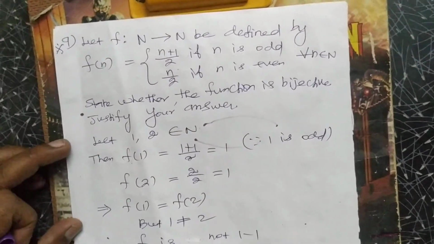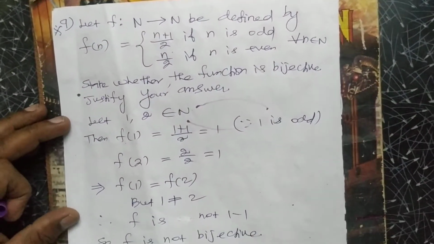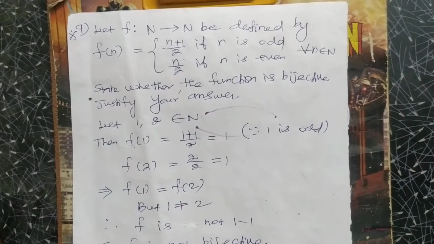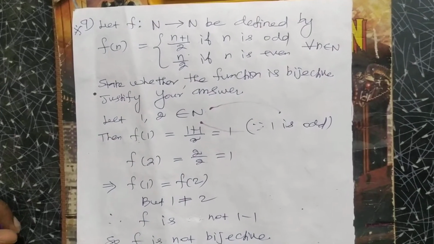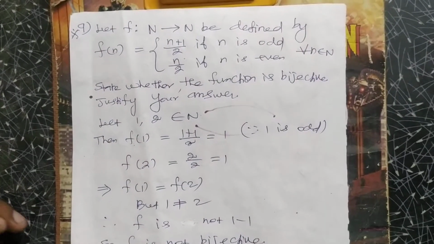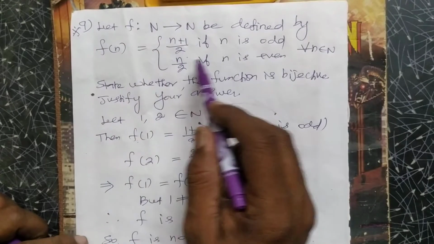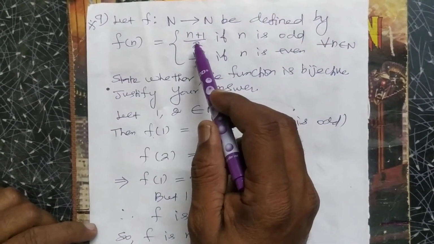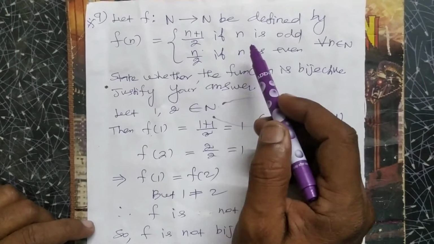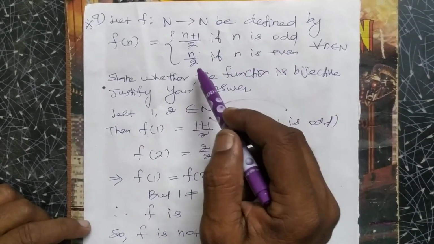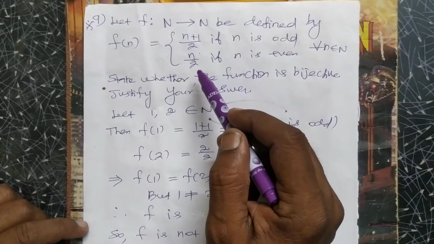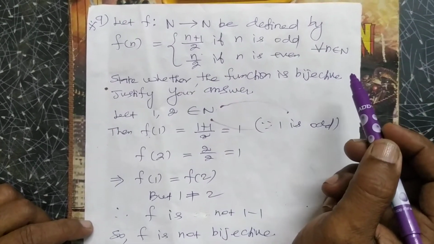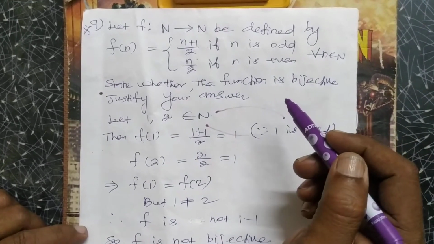Question number 9. Already once they asked this in the board examination, CBSE. That is an important question. Now, F is a function from natural numbers to natural numbers defined by F of n equals, it has two branches. When n is odd, F of n is (n plus 1) divided by 2. If n is even, n by 2. Natural number means it can be odd or even. Now state whether the function is bijective or not. They are asking to justify your answer.